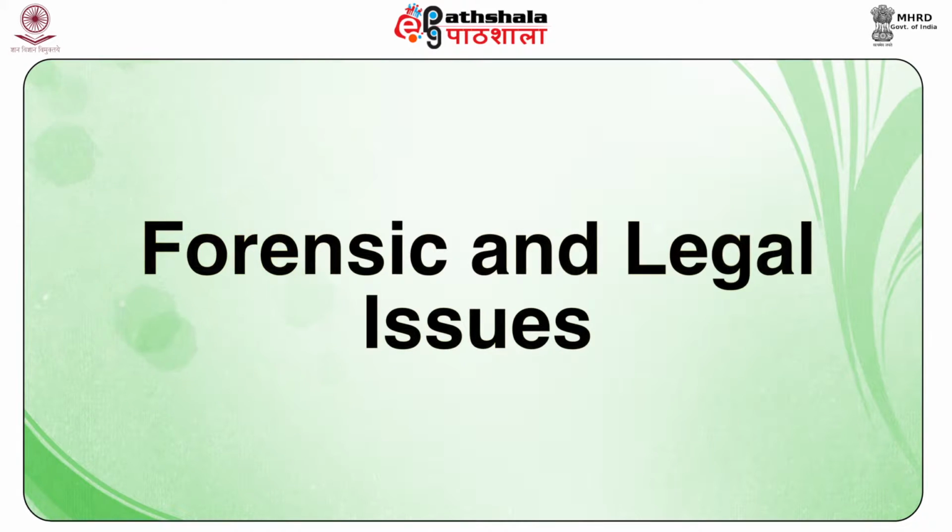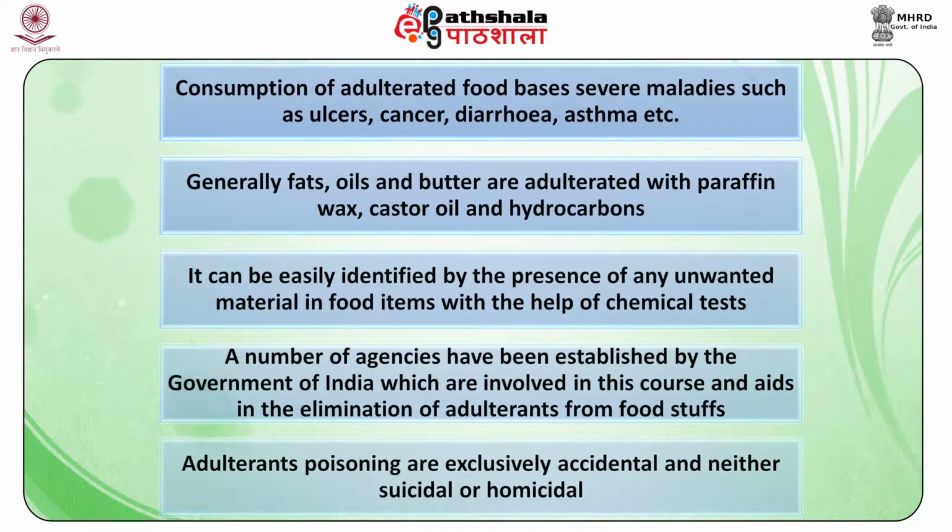Now the forensic and legal issues. In the last few decades, adulteration has become one of the serious problems. Consumption of such food causes maladies such as ulcers, cancer, diarrhea, asthma, etc. Generally, fats, oils, and butter are adulterated with paraffin wax, castor oil, and hydrocarbons. The presence of any unwanted material in food items can be easily identified with the help of chemical tests.